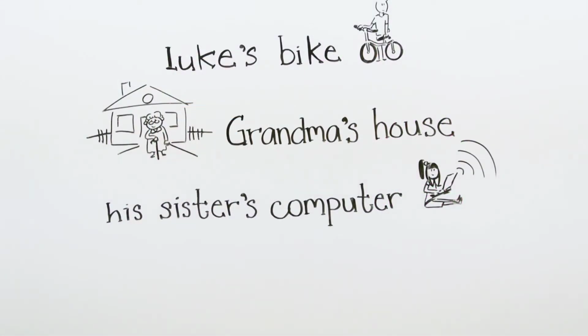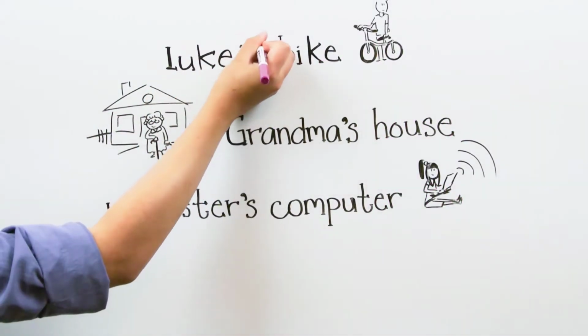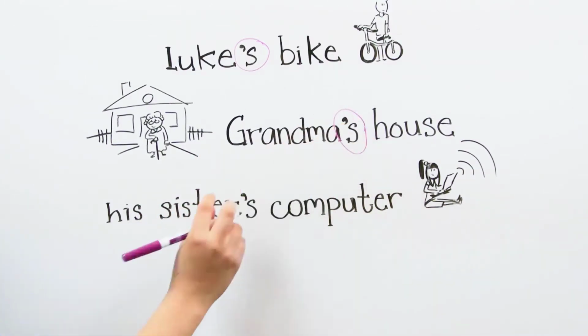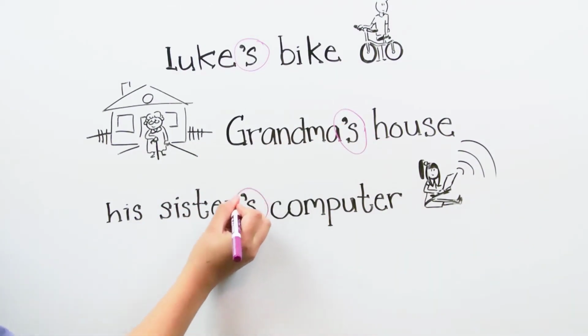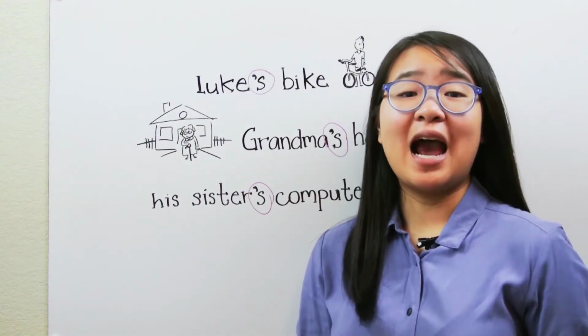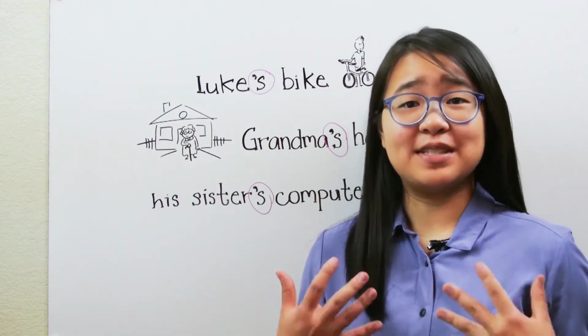Some other examples are Luke's bike, Grandma's house, his sister's computer. For each of these, we added an apostrophe S to indicate possession.